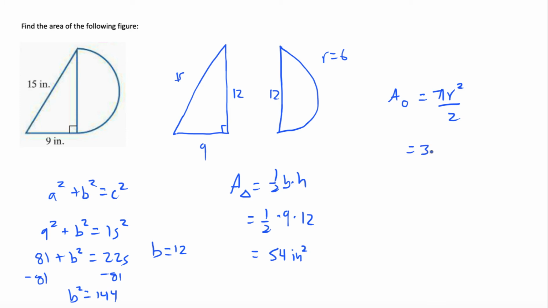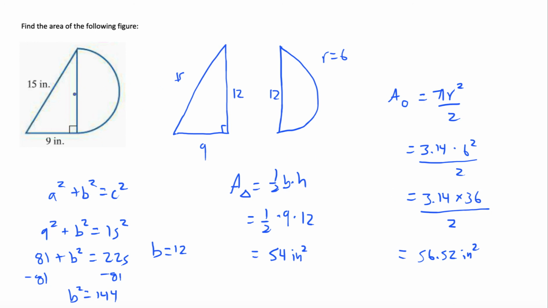So we got 3.14 times 6 squared over 2. Okay, 6 squared is just 36. So we'll multiply 3.14 times 36, divide that by 2, and we get 56.52 inches squared.